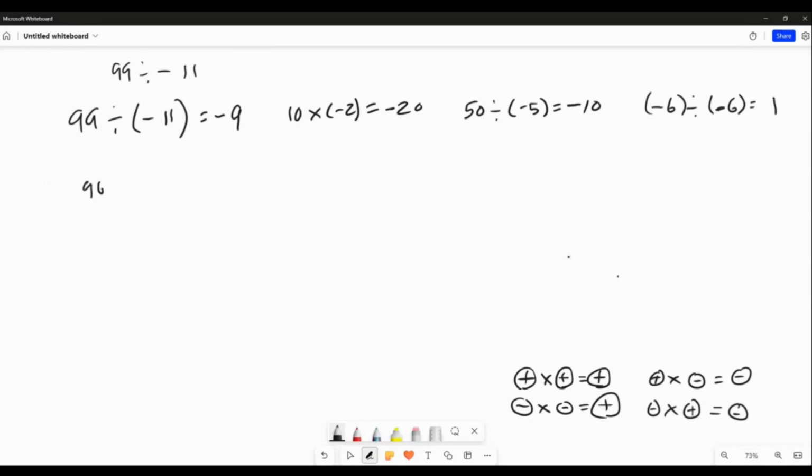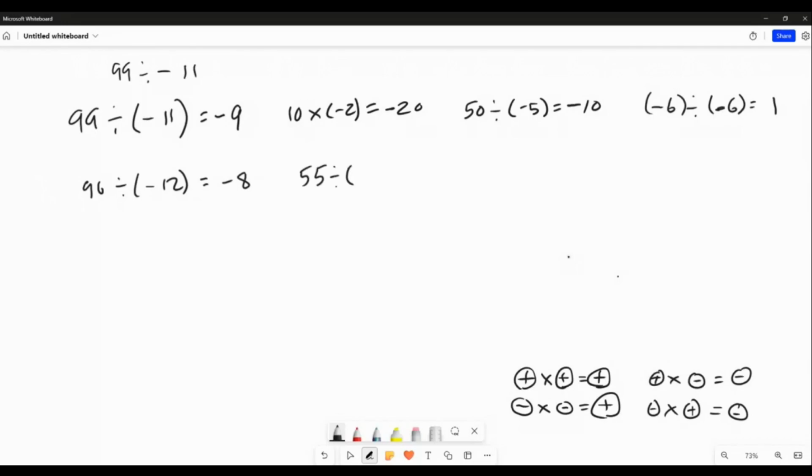So the next one, 96 divided by -12. What do y'all think that it would be? Okay, good. -8. 96 divided by 12 is 8. We have a positive divided by a negative, so we get a negative answer.